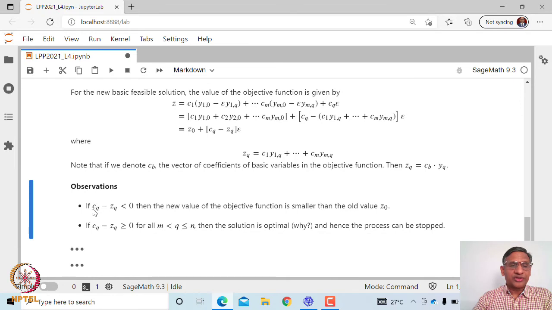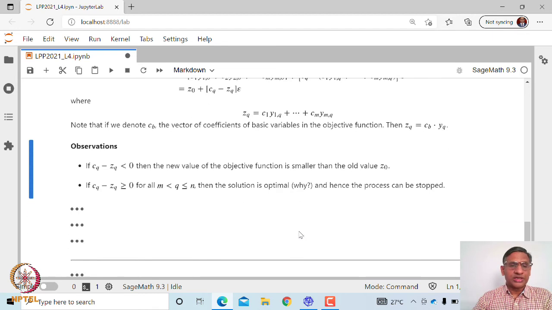So in case Cq minus Zq is negative, then the value of the objective function is smaller than the old value, or the current value Z0. Therefore, we need to go to the next step. And in case Cq minus Zq is non-negative with respect to all the non-basic variables m plus 1 to n, then this solution is already optimal, because you cannot reduce Z0 further. So you have to stop this process.